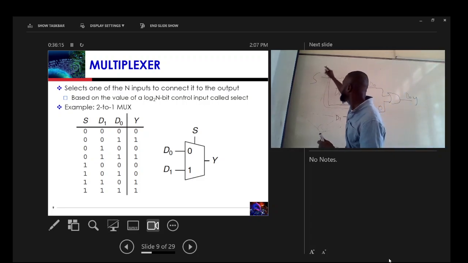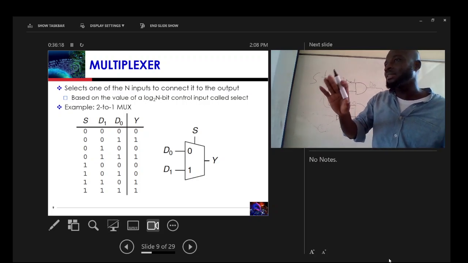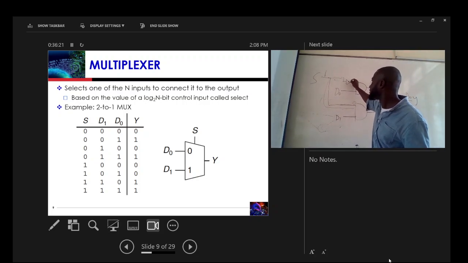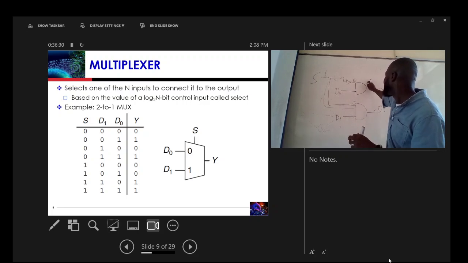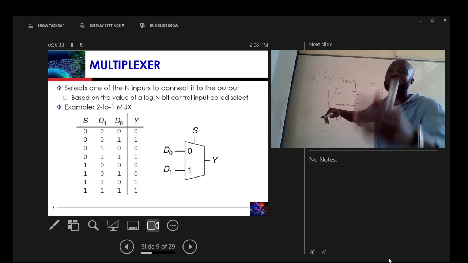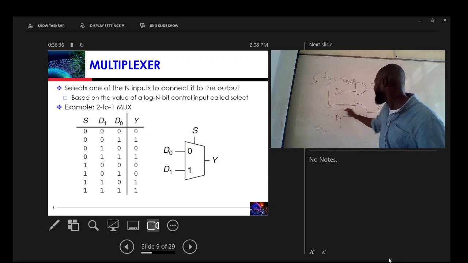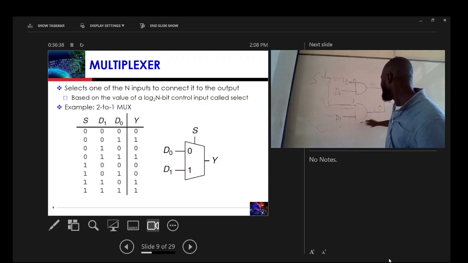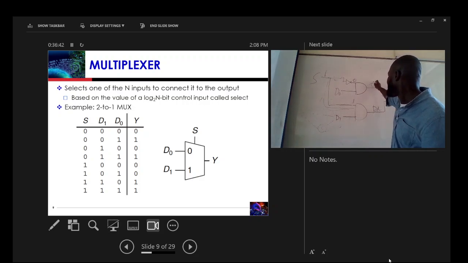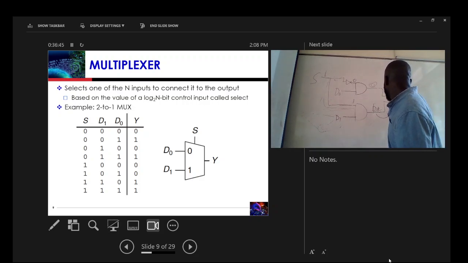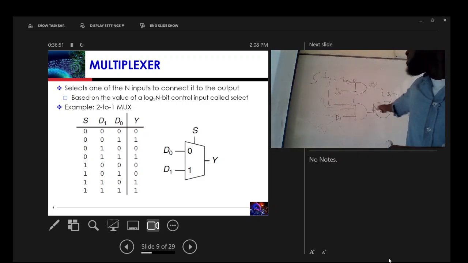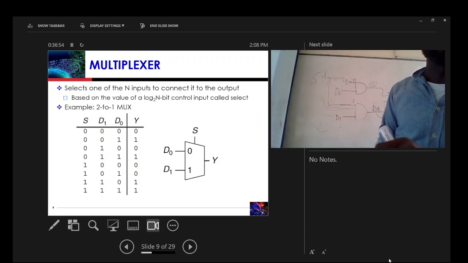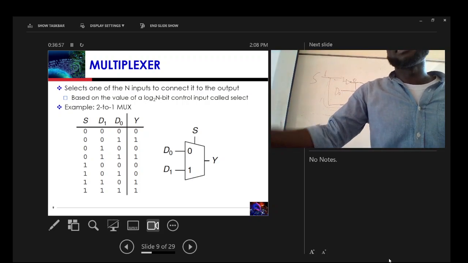Now if S is 1, this inverter will invert the 1 and make here 0. For an AND gate, once one of the inputs is 0, the output is automatically 0. So now this one comes here. This here is 1, so D1 will be routed through, and because the other input is 0, D1 will come to the output. So essentially you have been able to use an AND gate, an OR gate, and an inverter to design your multiplexer. That's how simple it is.